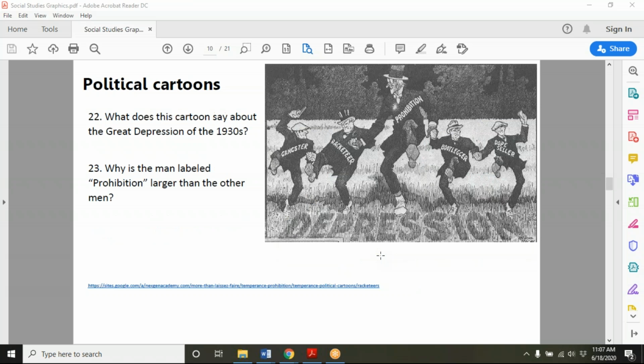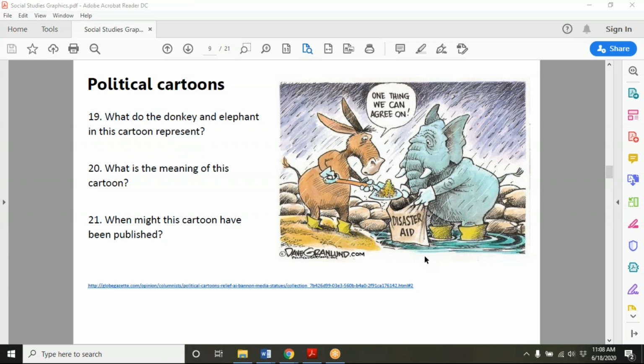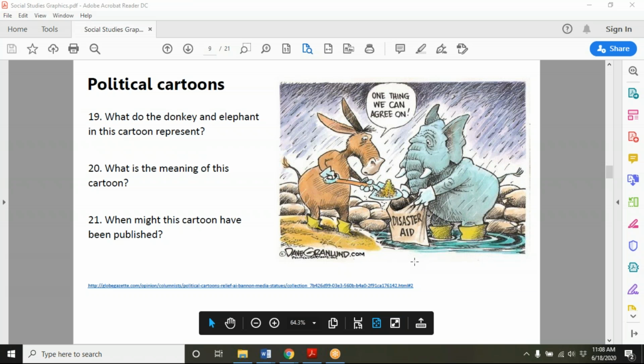So let's look at another political cartoon. Okay, this is older. I think I got this out of a GED workbook somewhere. We see a bunch of people. Now, a lot of times in political cartoons, you're going to have things labeled. Sometimes with this one, like that bag is labeled disaster aid. Sometimes certainly the donkey and the elephant represent something.